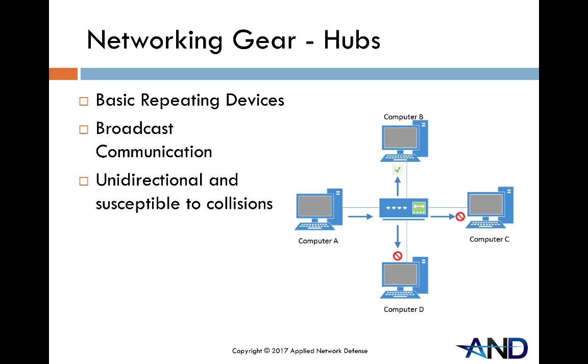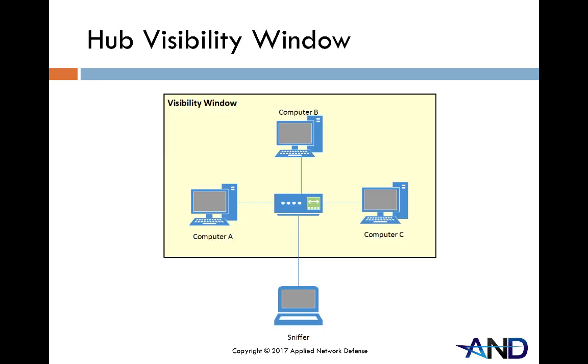So we don't see a lot of hubs, but hubs are important to mention because they are, again, the most basic type of networking gear, and they actually do make packet sniffing really easy. And to demonstrate that, I want to introduce the concept of the visibility window. That's what we see on the screen here.